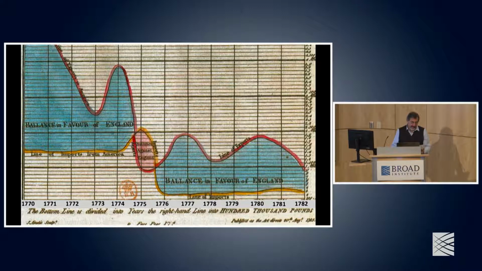The imports and exports dropped dramatically in the years just before the American Revolution. This is where the trade balance changes. But during the war years, the imports drop even more, while the exports go up and down. So the trade balance returns to England.